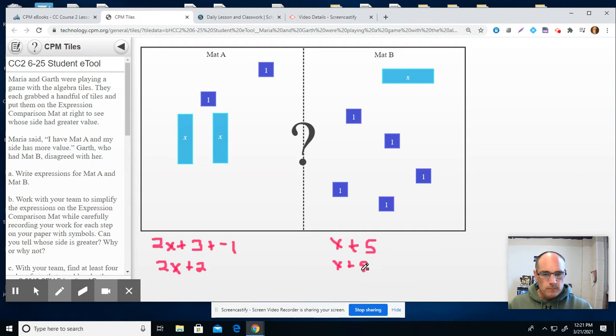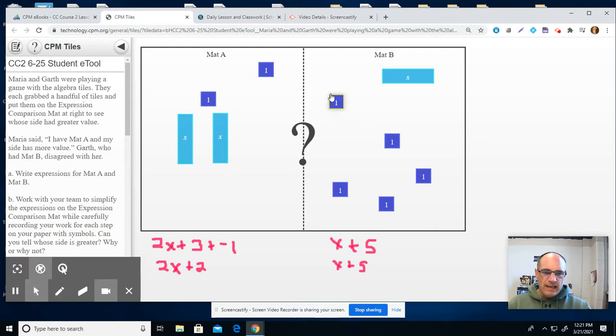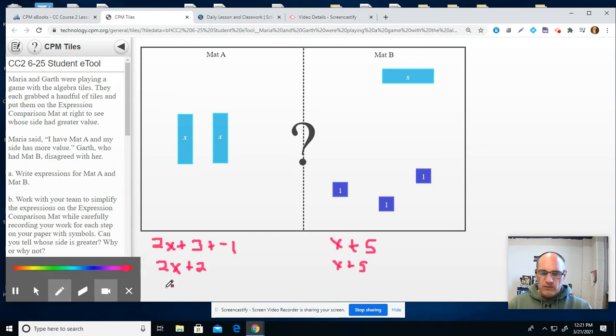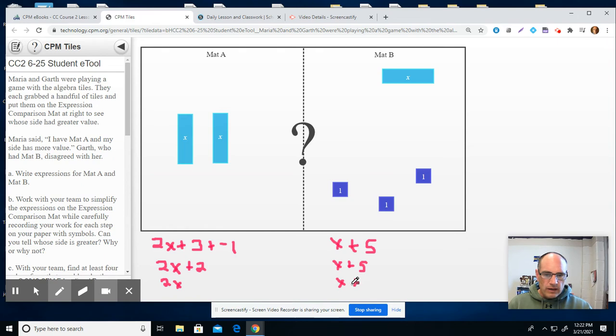All right. So the next thing that I can do is I can take away some things that they have in common. So I'm going to take away the ones they have in common. So I notice that both sides have some positive 1s in common. So I'm going to take them off the board. All right, and I'm going to write down what I still have. So on the left, I now have a 2x. That's all I have. Over here, I have an x, but now I only have 3 positive 1s. Okay, so notice how this is kind of changed. This side has 2 less 1s. This side has 2 less 1s.